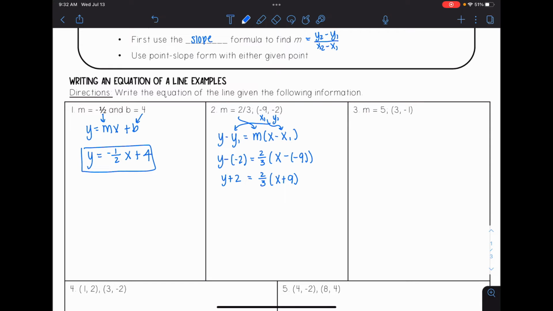Next, I can distribute that 2/3. And when I do that, I get 2/3 x plus 2/3 times 9. Well, 2 times 9, I get 18. 18 divided by 3, I get 6. And then lastly, to get y by itself, I'm just going to subtract 2 from both sides. So I get that y is equal to 2/3 x plus 4.